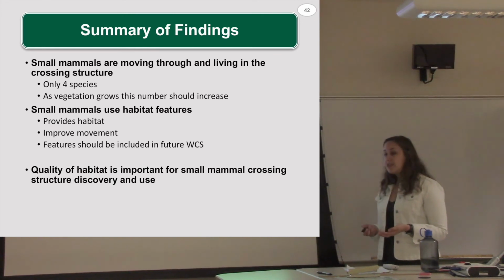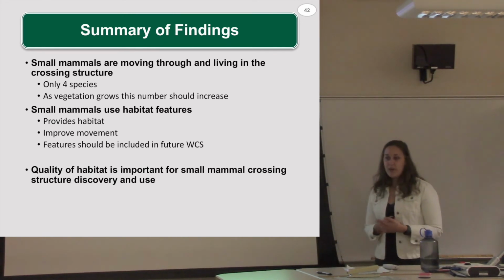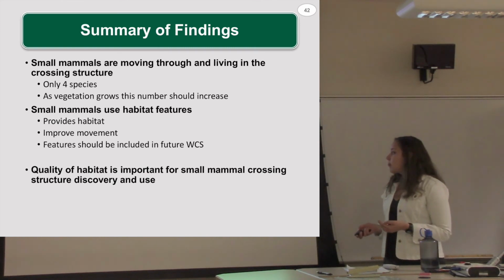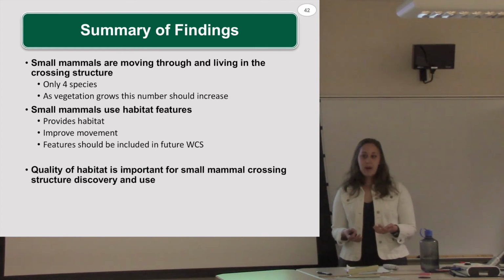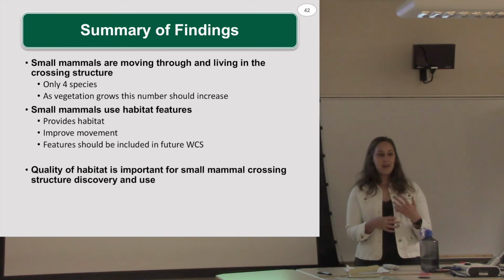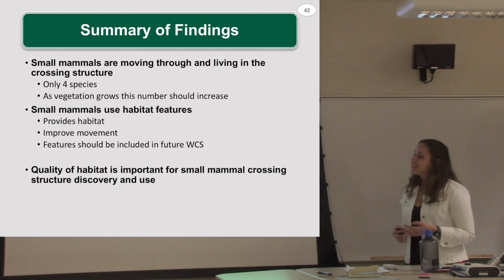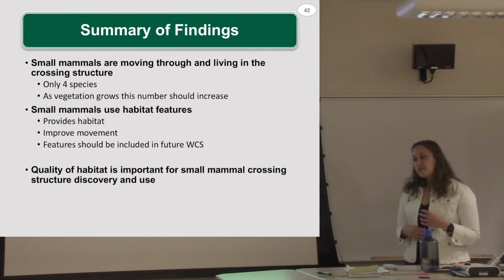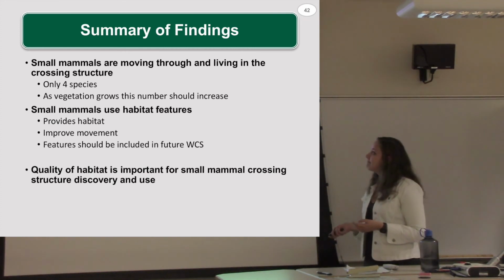So features should continue to be included in future crossing structures, as shown by my study and also a huge body of literature. Lastly, my take-home point is, unlike their large mammal counterparts, small mammals are not only moving through, but also occupying the habitat that we're creating for them along these roadsides or within crossing structures. So the quality of habitat is really important for the maintenance of healthy ecosystems.